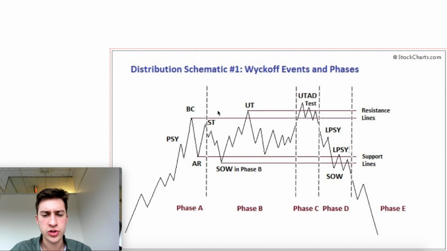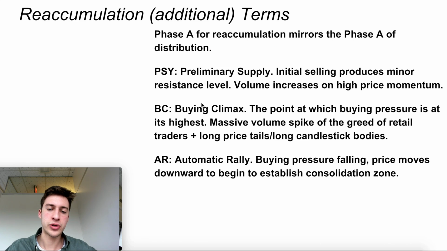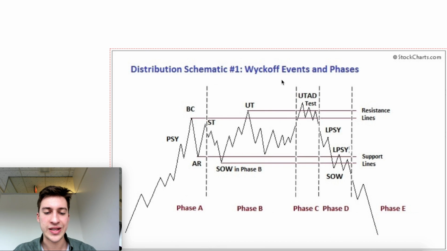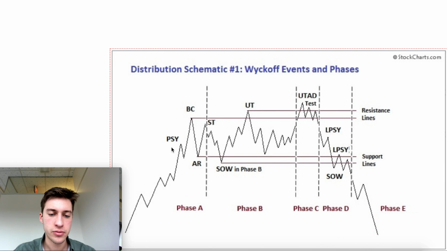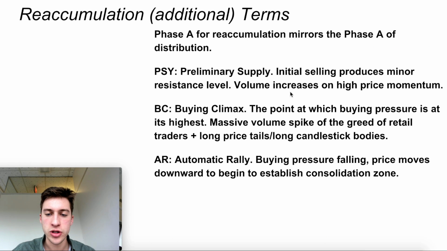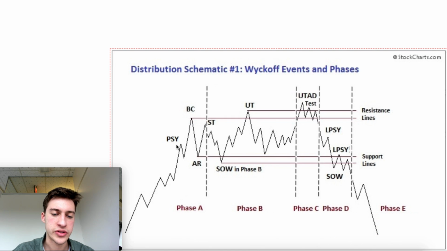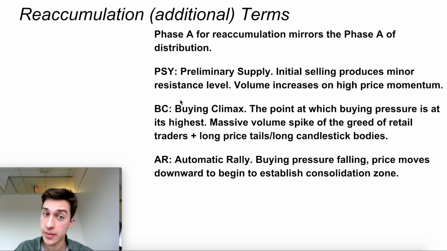If we look, don't focus on phase B to E, we're just going to focus on phase A, and imagine that reaccumulation stage. The first thing you're going to see with this uptrend is preliminary supply. This is where we're going to get initial selling down to here, and this is going to produce the minor resistance level right here. And volume increases on high price momentum. So volume is going to be increasing here. And then we get the buying climax. Instead of a selling climax, as we talked about with accumulation, with a reaccumulation, we're just going to get a buying climax.